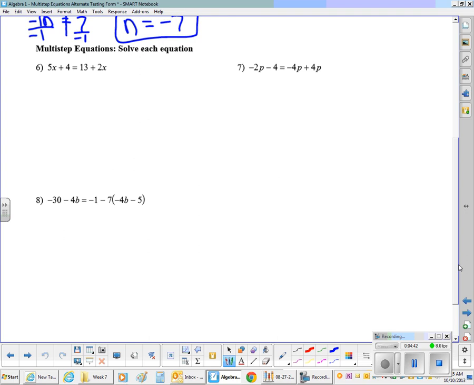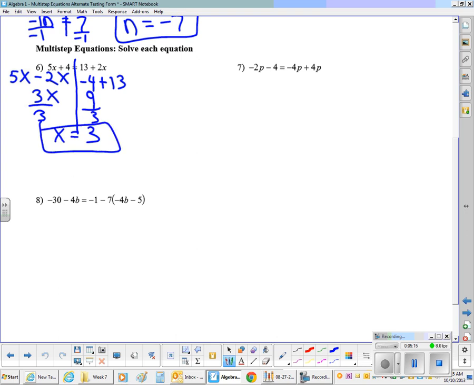If we go to solve this, it's set up to be a fairly easy equation. We're going to start by sorting. 5x stays. 4 becomes negative 4. 13 stays. 2x becomes minus 2x. So I have 5 minus 2 is 3x. Negative 4 plus 13 is 9. And then I divide both sides by 3, and I get x equals 3.